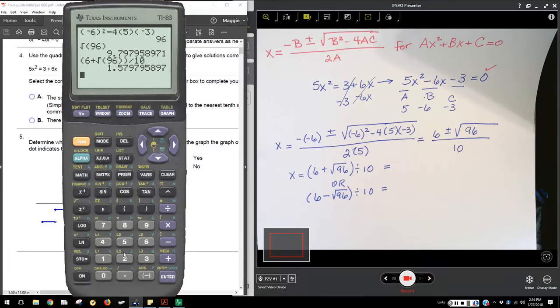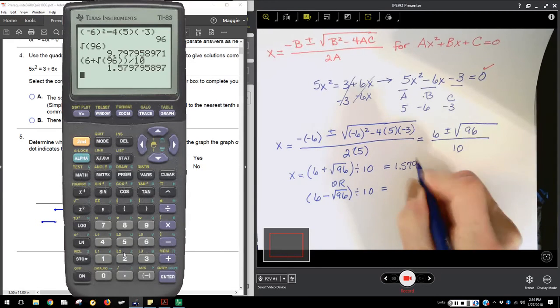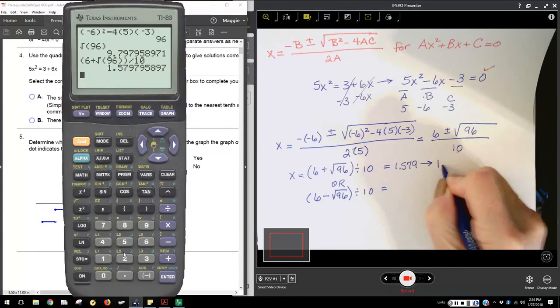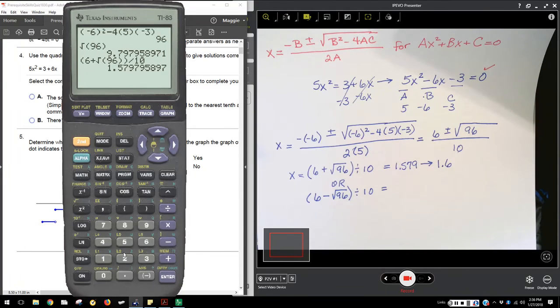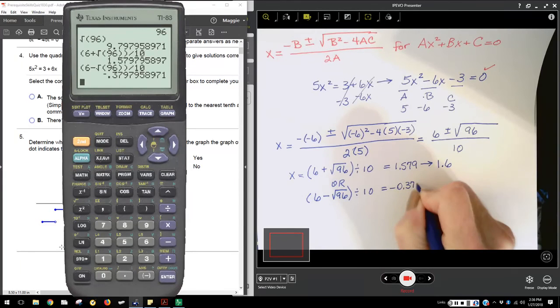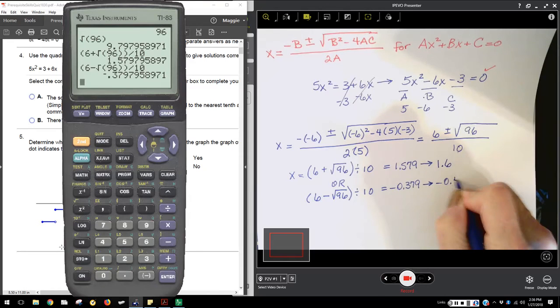And we get 1.579. And since we want to round it to the nearest tenth, that's going to be 1.6. And then we're going to repeat the same calculation, which you can hit your second and your enter button, and then just go back and change that addition sign to a subtraction sign. And we get negative 0.379. And that, of course, rounds to negative 0.4.